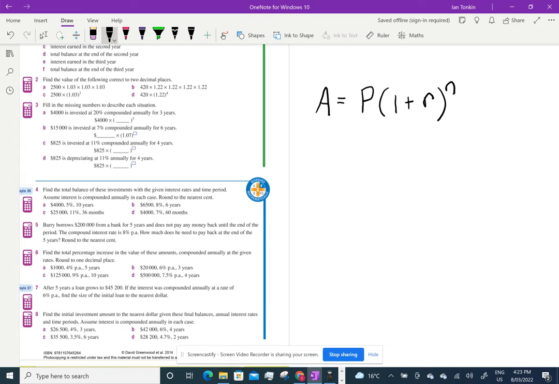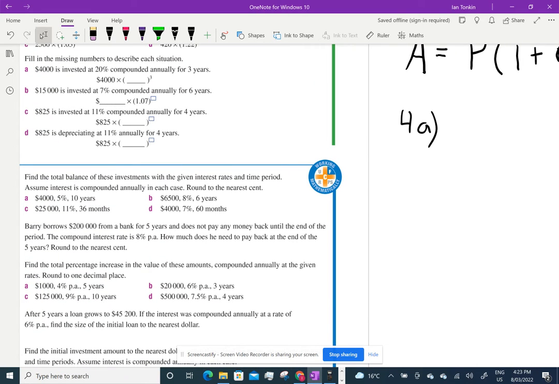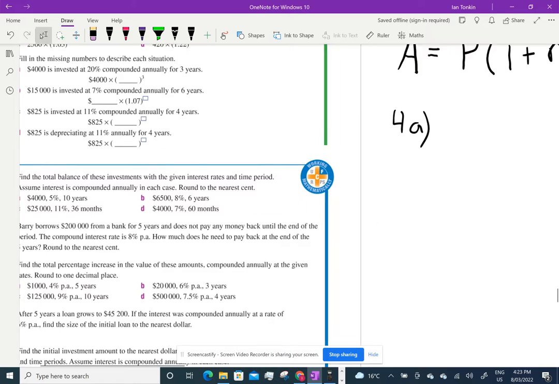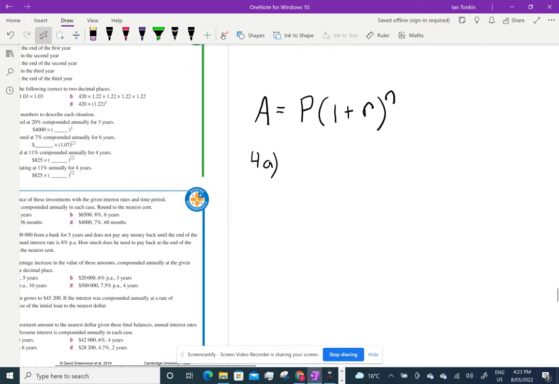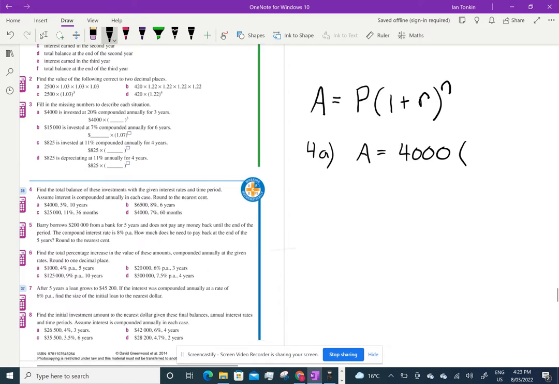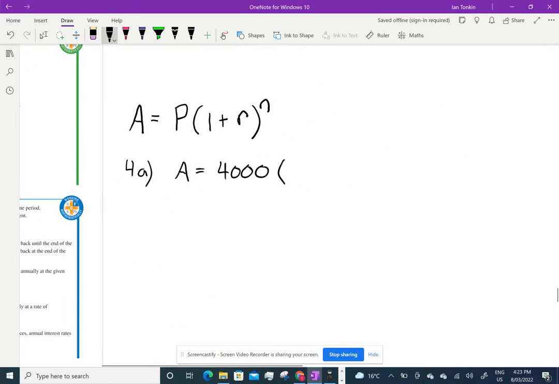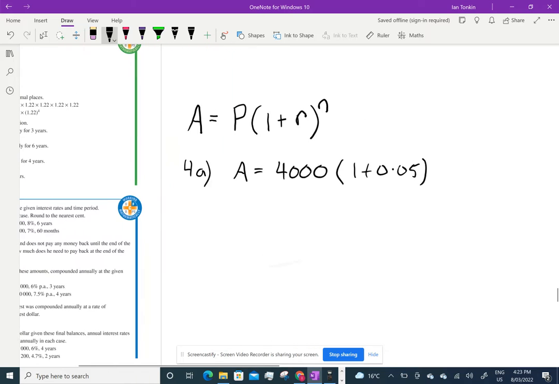I'm going to do 4a and I'm going to do 4c. So 4a, there it is, $4,000, 5%, 10 years. So how much am I going to have in the bank? Well, I've got $4,000. This is where, when we said in class, if you can write it as a decimal really quickly, it makes it so much easier. So it's 5%. So that's 1 plus 0.05. And how long is it for? 10 years.